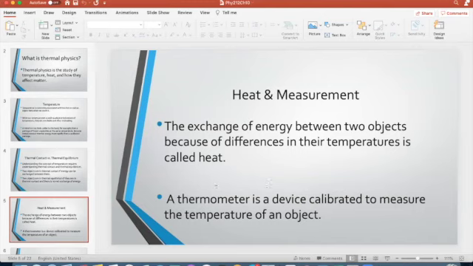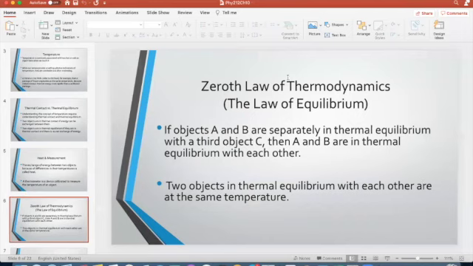For the alcohol-based thermometers, they use alcohol because alcohol has a lower freezing temperature. And mercury-based thermometers are being phased out because mercury has been proven to have cancerous effects on the human body. So the zeroth law of thermodynamics is also called the law of equilibrium. This is what I just showed you in the picture. If objects A and B are separately in thermal equilibrium with a third object C, then A and B are in equilibrium with each other. So those two objects in thermal equilibrium with each other are at the same temperature as well.